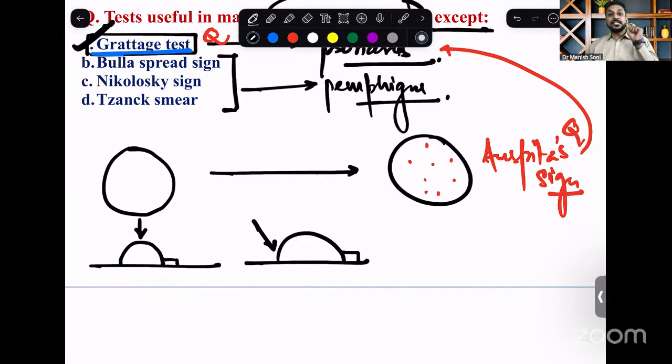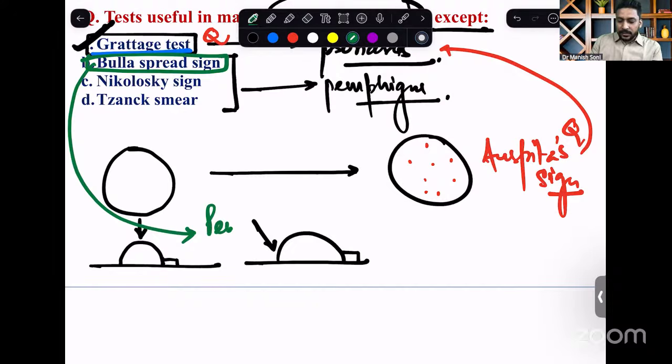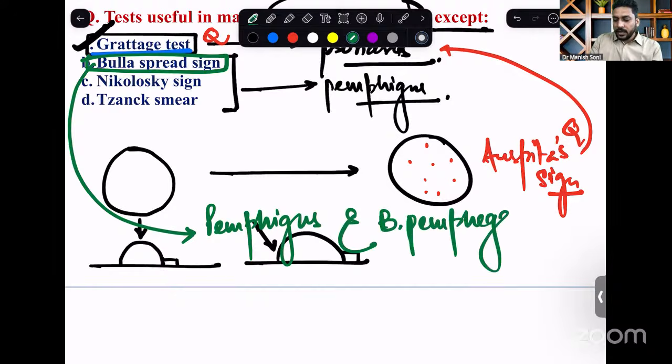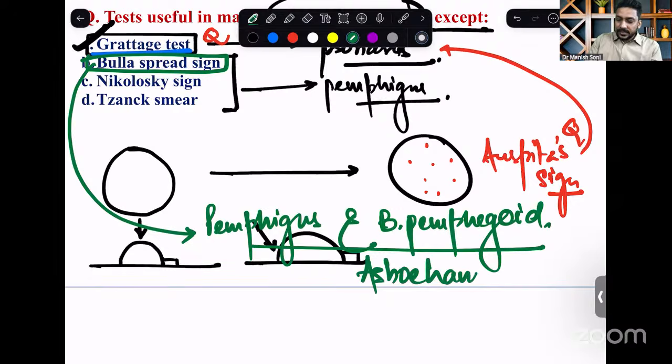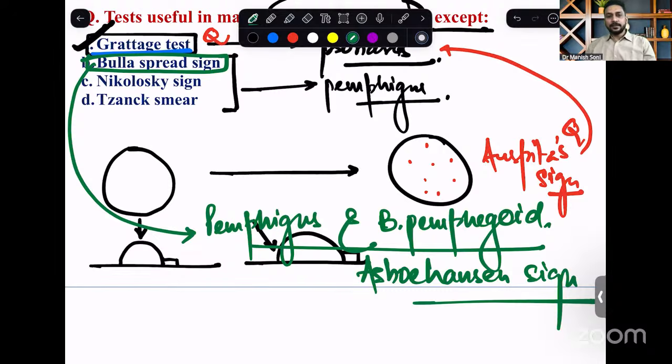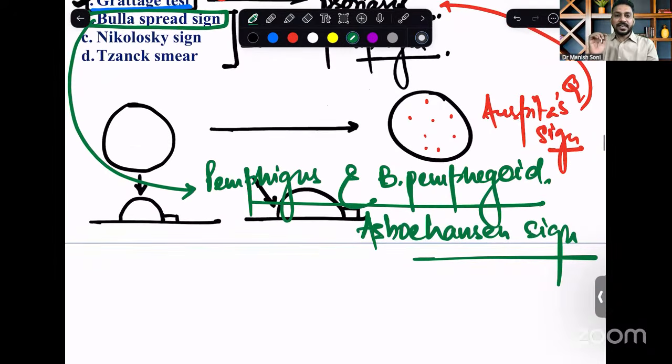But remember that this bulla spread sign is not specific of pemphigus. It is also seen positive in bullous pemphigoid. So this bulla spread sign can be seen positive in pemphigus as well as bullous pemphigoid. In both, it can come out positive. It is also known as Asboe-Hansen sign. So Asboe-Hansen sign or bulla spread sign, both are similar. Now coming to Nikolsky sign.